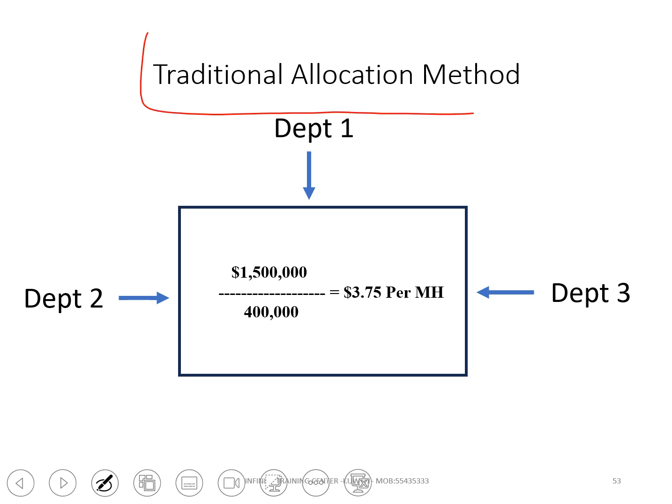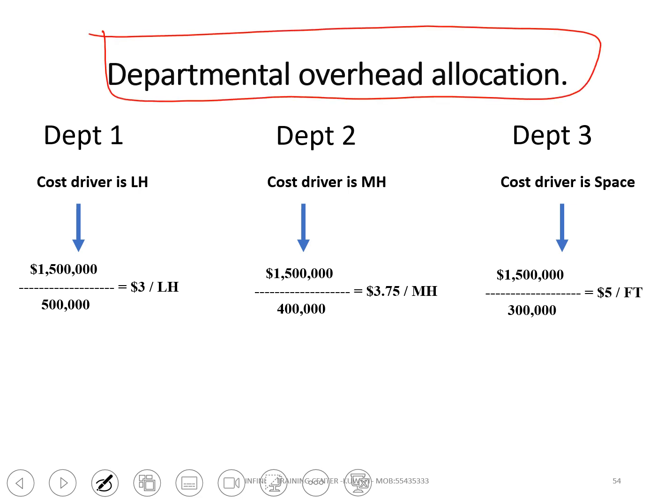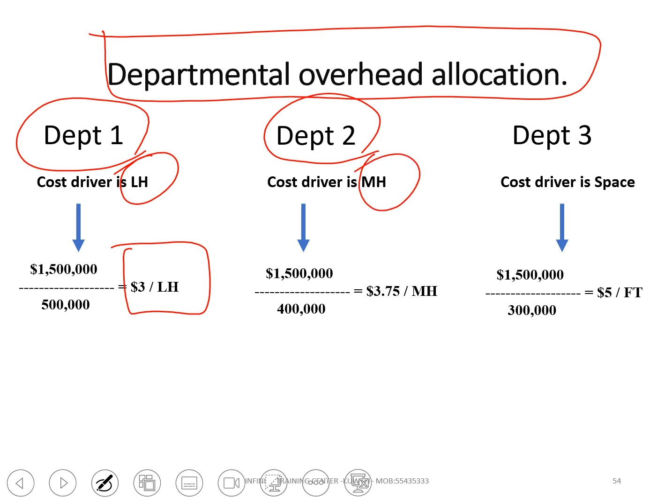So this is an example. This is what departmental overhead allocation is. We can see department 1 has its own allocation base, which is $3 per labor hour, because their cost is mainly driven by the laborers who are working there. But in department 2, the cost driver is machine hours, because maybe this department uses more machines and less labor. And in department 3, the cost driver is space, maybe this is the storing place.